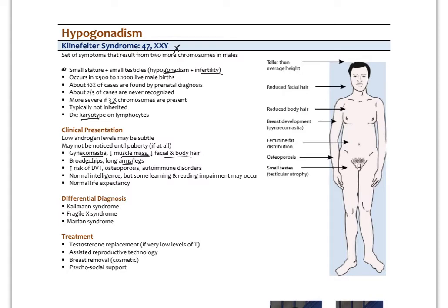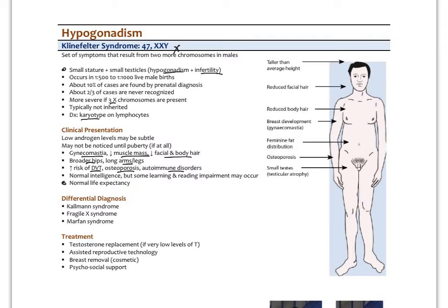Broader hips, longer arms and legs, more gangly looking. Increased risk of deep vein thrombosis, osteoporosis, and different autoimmune disorders. And then usually intelligence and brain function is normal. There have been reported in the literature some learning and reading impairments that can occur in Klinefelter. So that's something to kind of assess clinically. And then we think there's a normal life expectancy with Klinefelter syndrome.